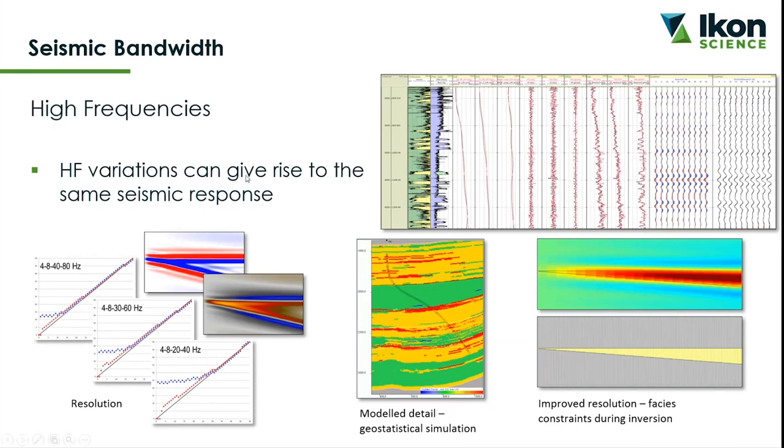High frequency variations ultimately can give rise to exactly the same seismic response. So on the right hand side, I've got a well here, with the low frequency content displayed for VP, VS and density in tracks 2 to 5. Now, what we've also done is to bring over the low frequencies from a neighbouring well.